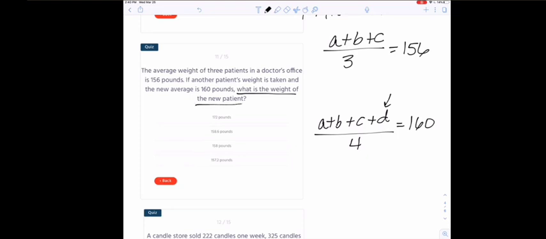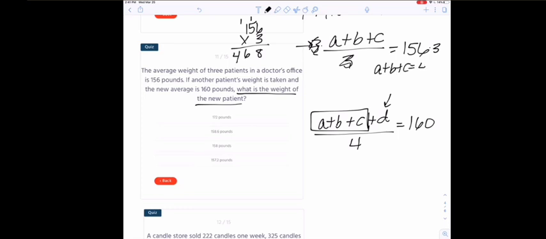So this is what the question is asking us: what is the weight of the new patient? So how do we do this? How do we find out this number right here? We take this equation. We multiply by 3 because we want to get the A plus B plus C by itself. And whatever I do to one side of the equal sign, I have to do to the other. This cancels out, and 156 times 3, 3 times 6 is 18, carry the 1. 3 times 5 is 15 plus 1 is 16, carry the 1. And 3 times 1 is 3 plus 1 is 4. So A plus B plus C equals 468.